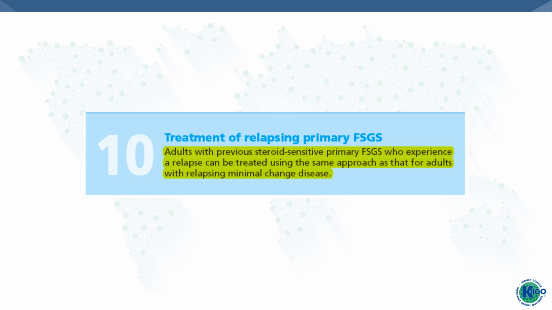What if there is relapsing primary focal segmental glomerulosclerosis? The patient must be treated with the same approach as relapsing minimal change disease. You will repeat the glucocorticoid therapy, and if there is contraindication to the glucocorticoid therapy, you have to use an alternative to the glucocorticoids, which are calcineurin inhibitors.